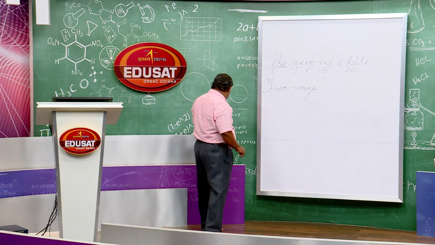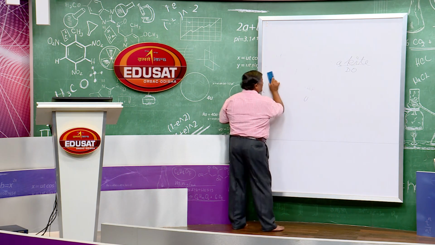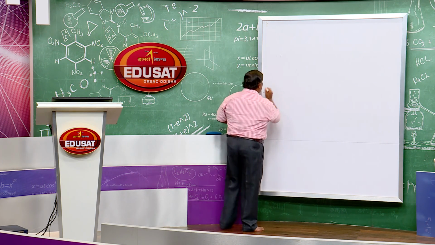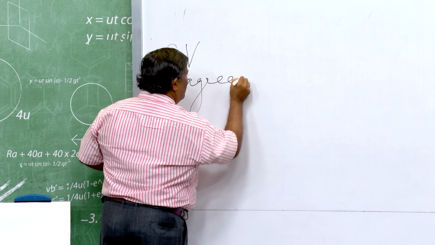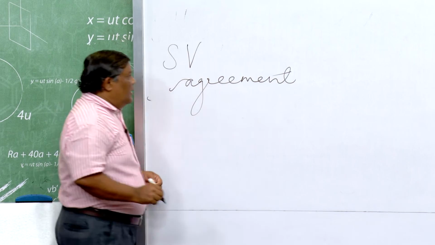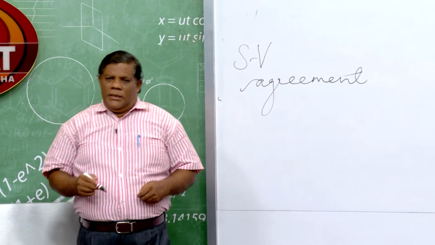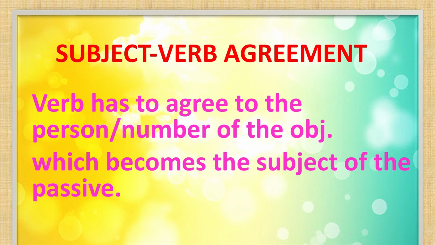And the other is subject-verb agreement. That is, you know, a verb must agree with the number and person of the subject. The verb must agree with the number and person of the object.